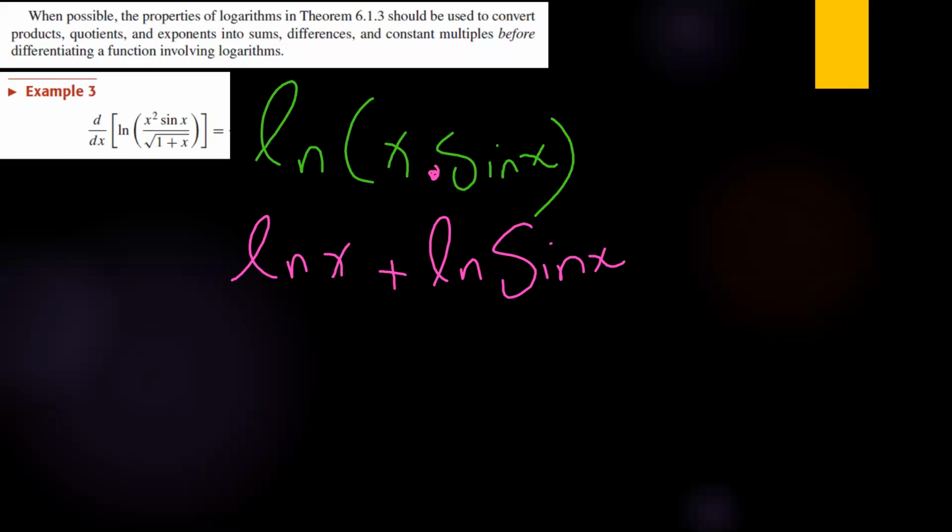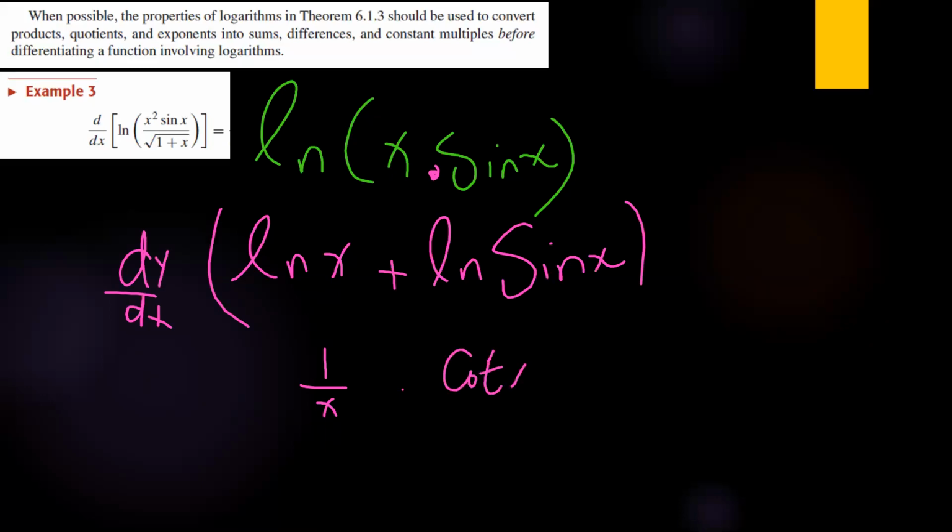Because they are multiplied, I can convert it to a summation. Then we have to find the derivative for each term. The derivative of ln of x is 1 over x, and the derivative of ln of sine x is cotan x, as we said yesterday, which is cosine over sine. So the derivative will be cotan x over x. This is the derivative for ln of x times sine x.